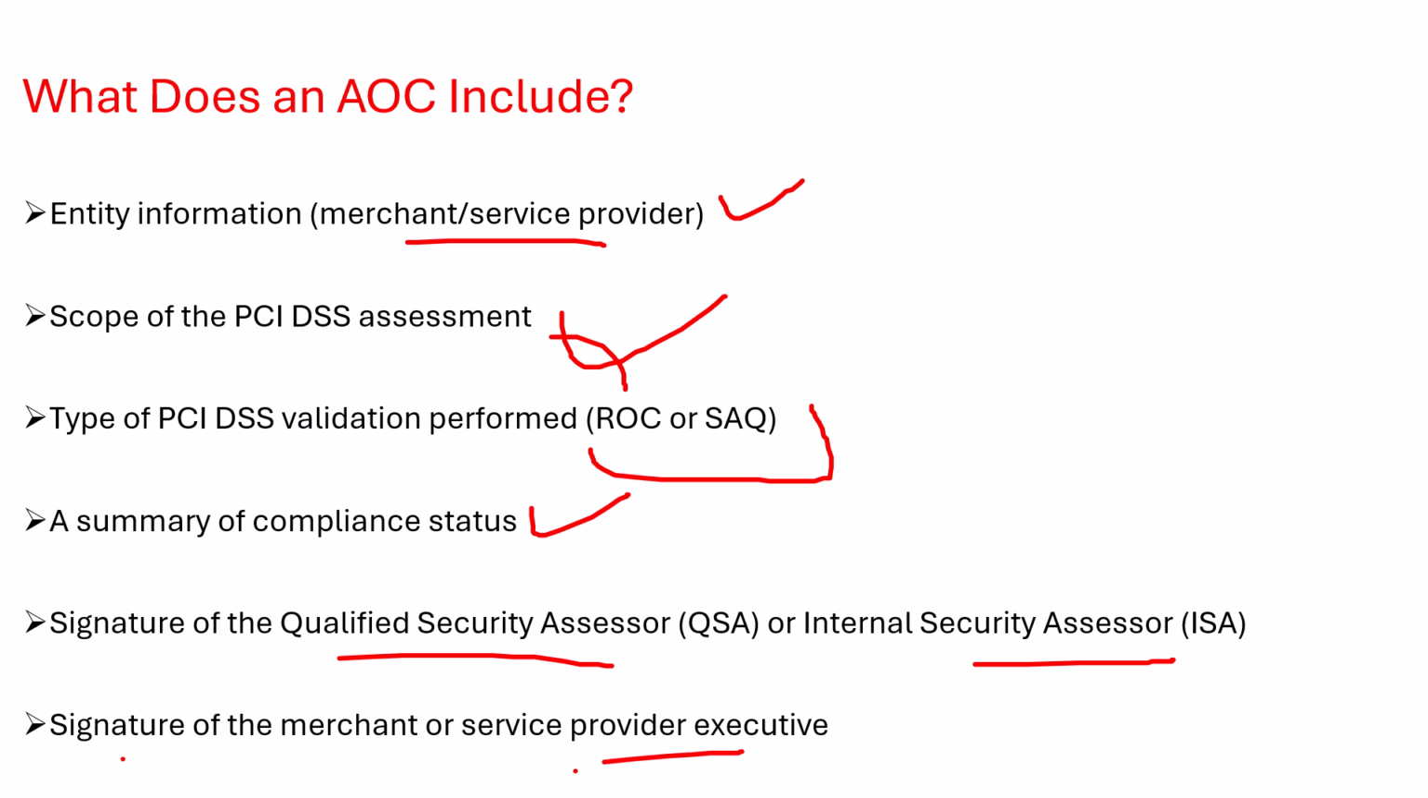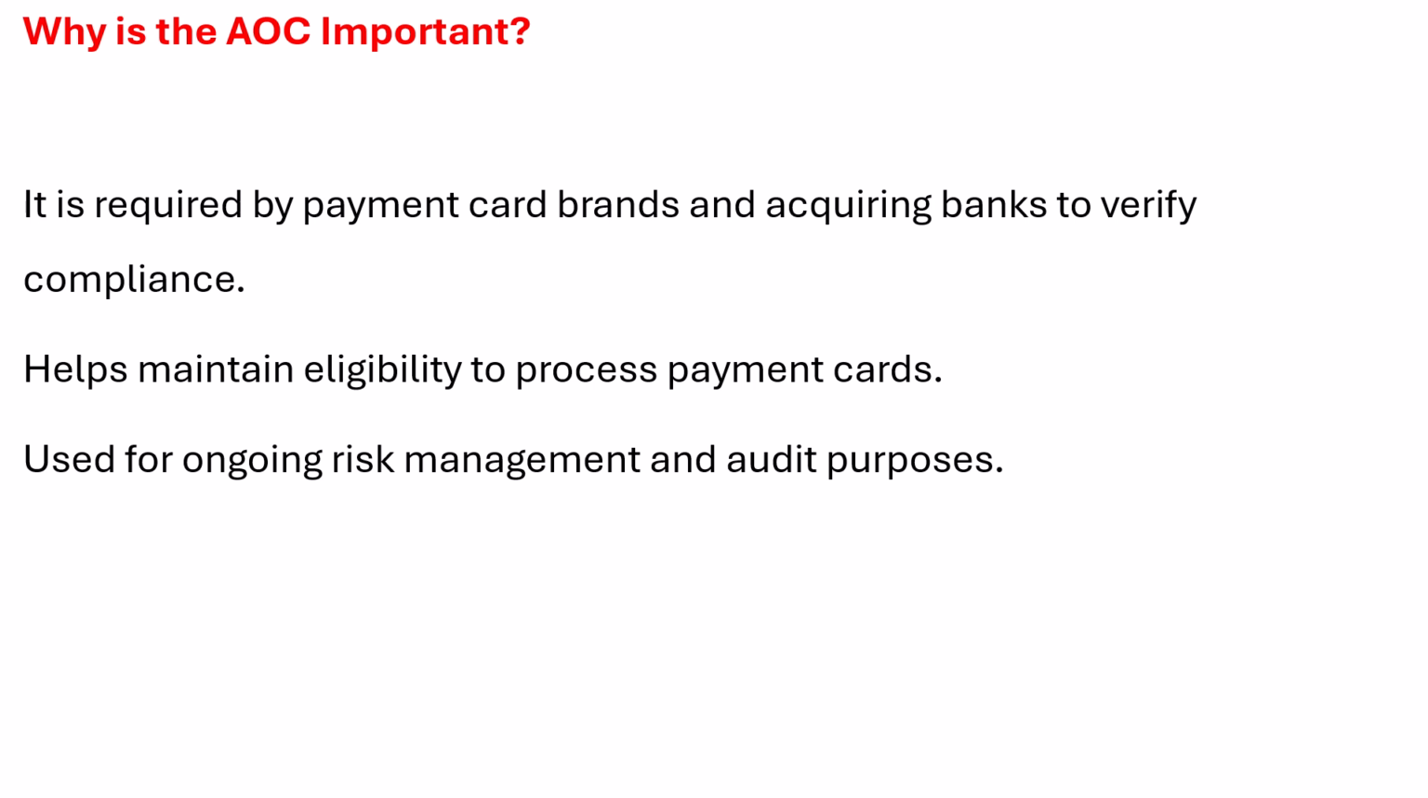So in the ROC, validation is done by the QSA, and the signature of the QSA or ISA and the vendor's chief management or chief risk officer is required in the AOC while validating. Why is the AOC important? It is required by the payment card brands or acquiring banks to verify compliance. It helps maintain eligibility to process payment cards and is used for ongoing risk management and audit purposes. That's why the AOC is important.